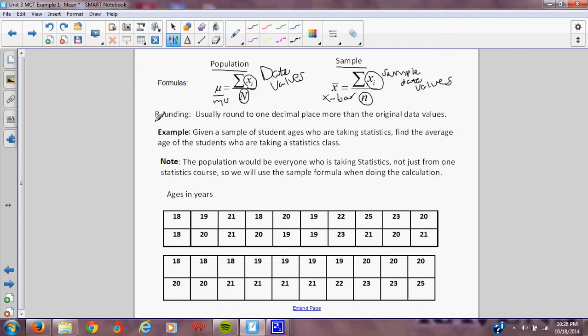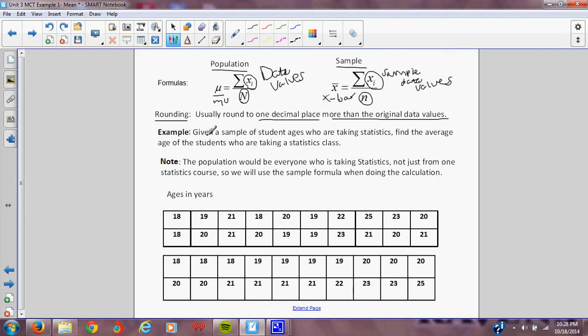So rounding. Occasionally you're going to have to round, and usually round to one decimal place more than the original values. Okay. So we're going to be doing some rounding today, so you'll understand what that statement means.